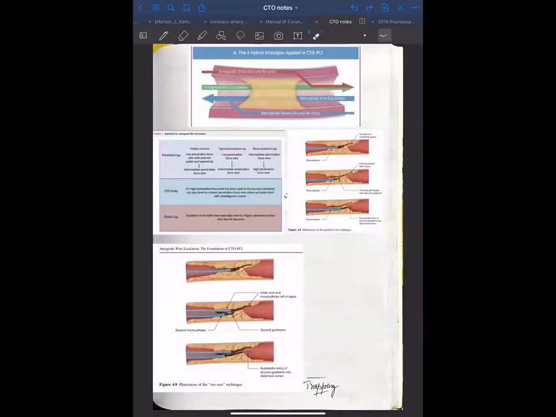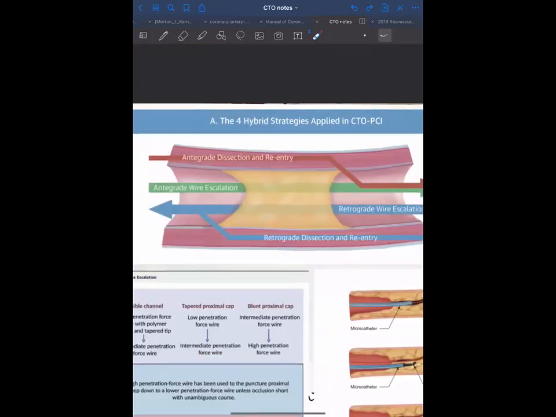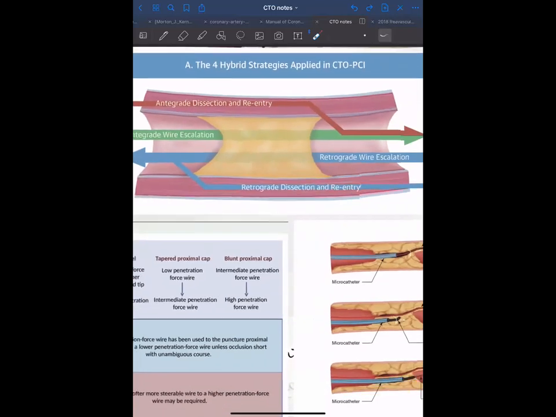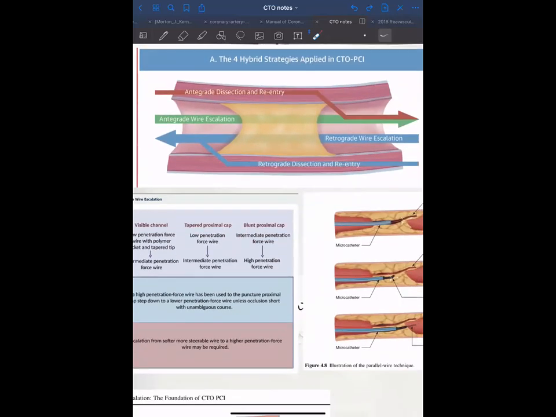Okay. So coming to hybrid strategies in CTO. This is very important. This is where the current treatment strategies are. There are 4. One is antegrade dissection and re-entry, which we have seen, ADR. Otherwise, it is antegrade wire escalation, retrograde wire escalation, and retrograde dissection and re-entry. So these are the 4 basic principles on which CTO works.